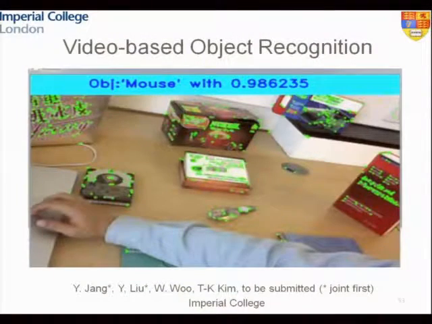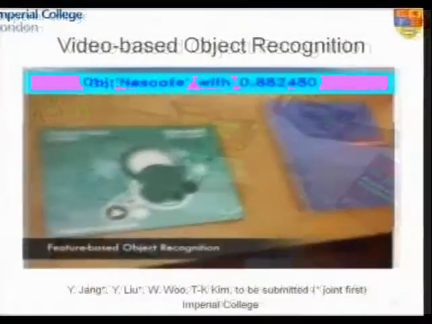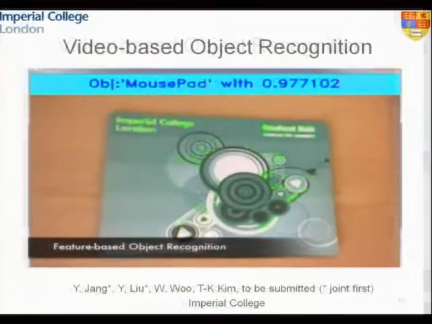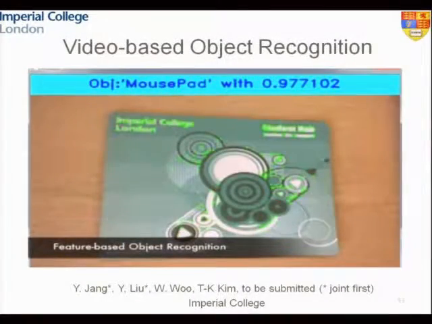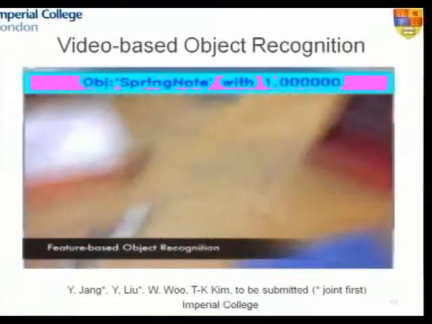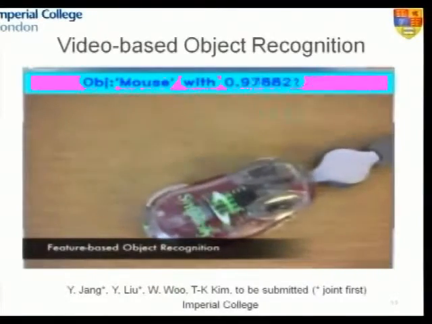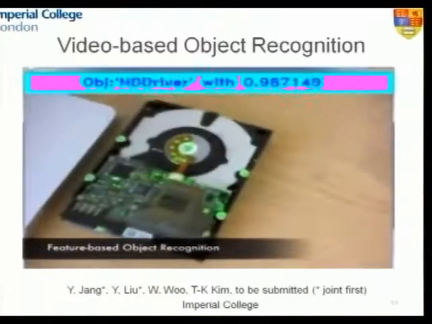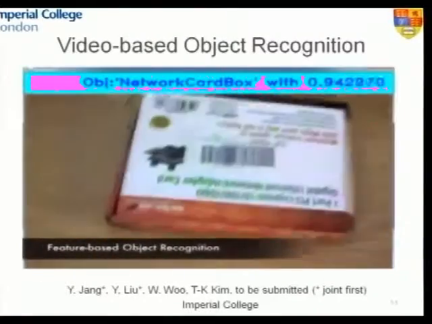Okay, this is the latest, the final that I wanted to explain. Well, it's ongoing work under submission, so let me go very quickly about it. So in here, we do video-based object recognition in real time, displaying that object name with a confidence value.